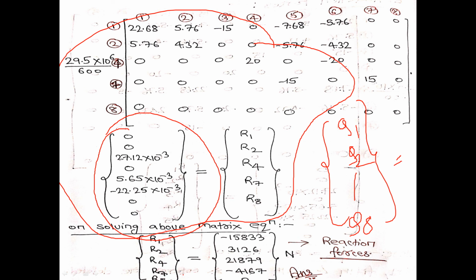So these are the reaction forces that will be acting at each of the nodal points due to application of external load on the joints of the truss member. So this is the complete finite element modeling and analysis of a truss member. I hope this problem is clear to you. Any doubt?